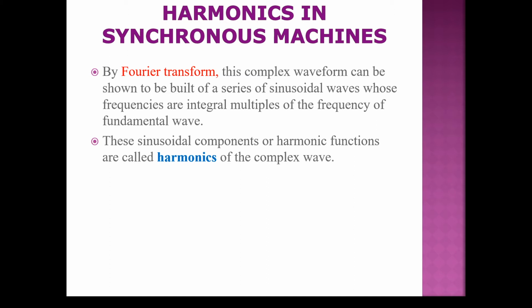So according to Fourier transform, we are writing this complex waveform as a series of sinusoidal waves whose frequencies will be integral multiples of the frequency of the fundamental wave. What is that fundamental wave? What is third, fifth harmonic? We are going to see now. These sinusoidal components or harmonic functions are called harmonics of the complex wave.